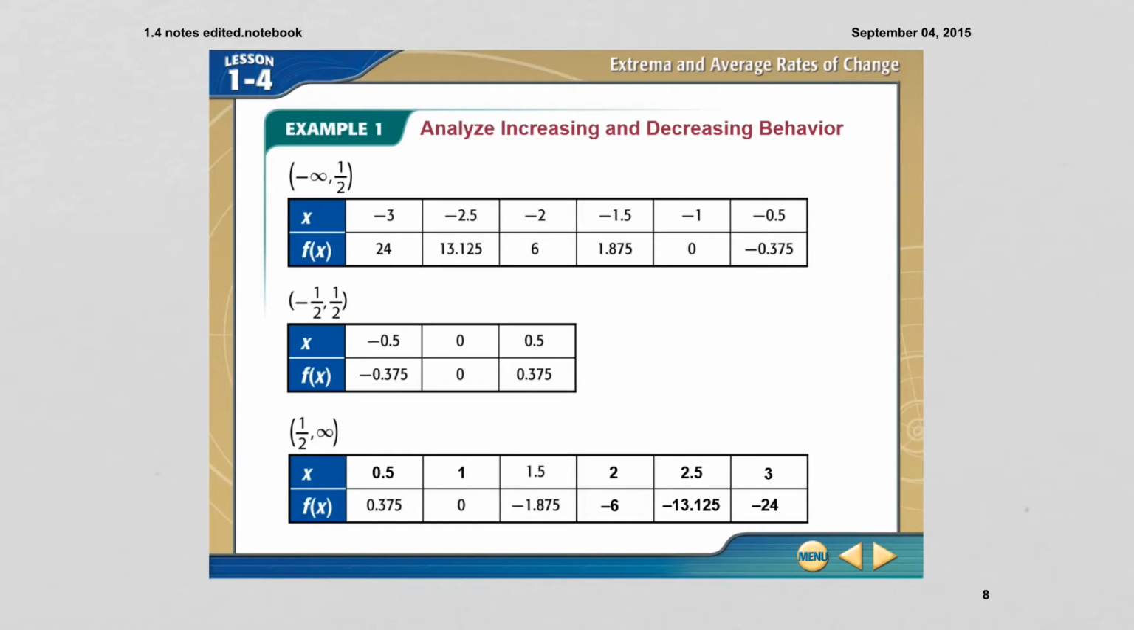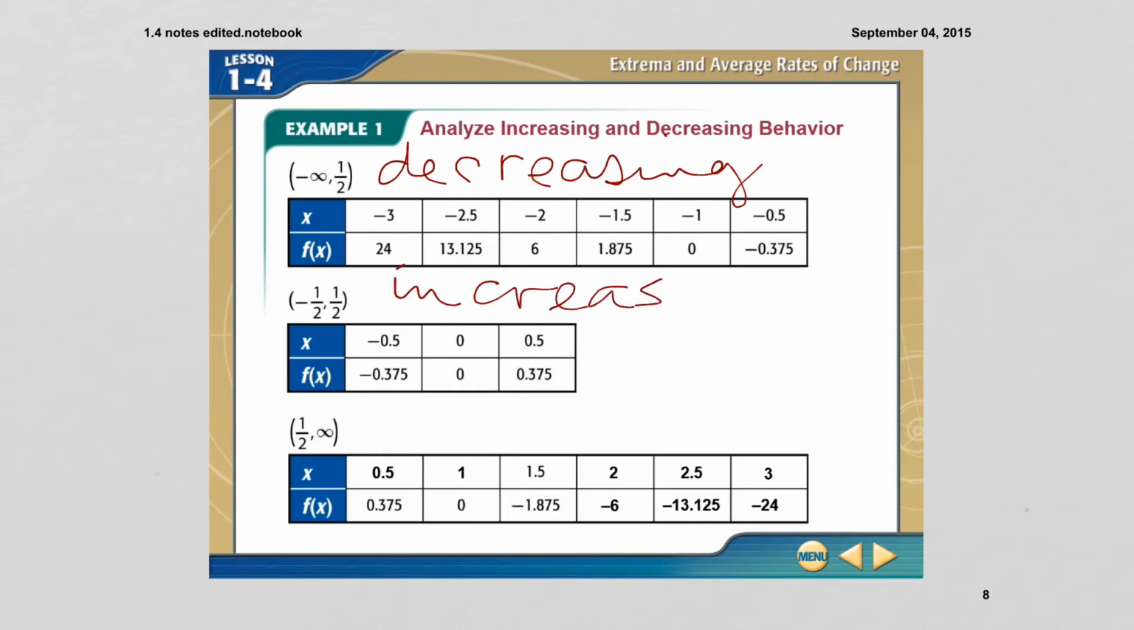So our conjecture that we previously made about it is decreasing over the interval from negative infinity to negative 1/2, it's increasing from negative 1/2 to 1/2, and it's decreasing again from 1/2 to infinity.